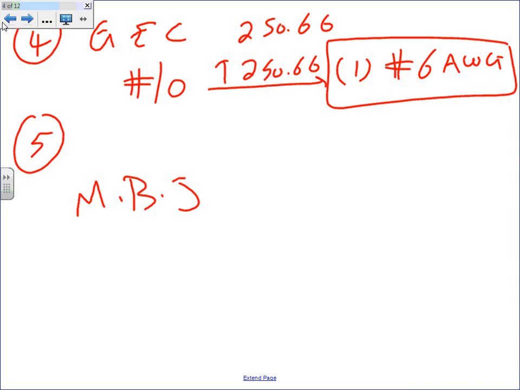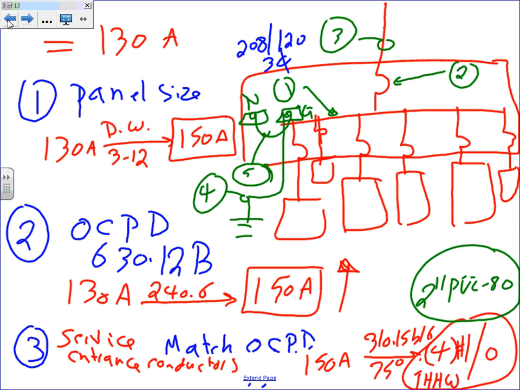The last one, guys, is the main bonding jumper. Can you guys see where the main bonding jumper is? You have your neutral and ground right at the service. By code in the US, you have to take the neutral and bond the neutral to the ground. Other parts of the world don't do it, by the way. You stabilize the neutral by bonding it to the ground.